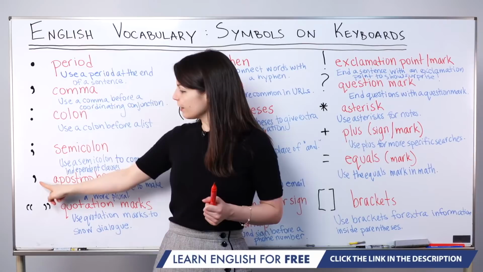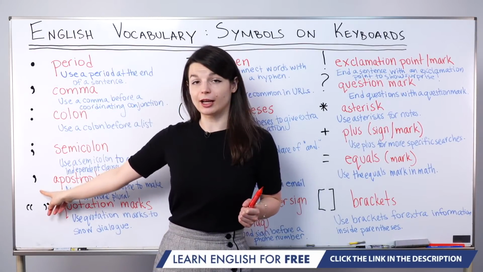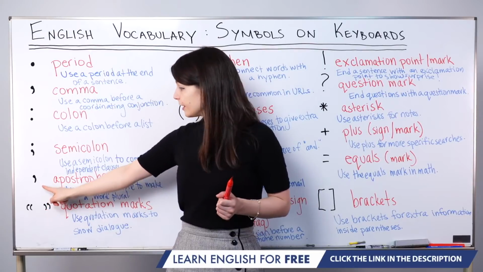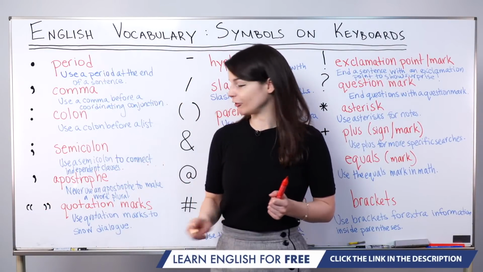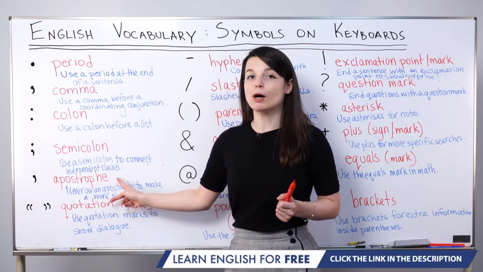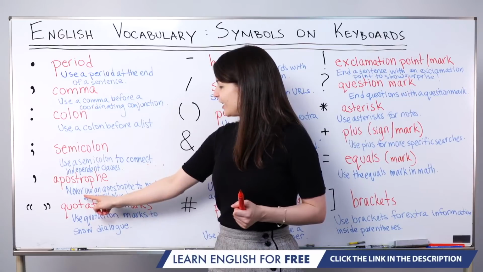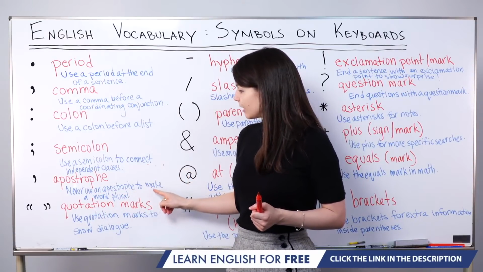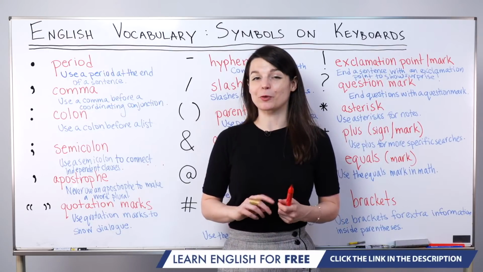The next mark, this mark looks just like the comma, I know, but the positioning of this mark is important. This mark is called an apostrophe. This word is pronounced apostrophe. So in a sentence, we would say, never use an apostrophe to make a word plural. Never use an apostrophe to make a word plural.